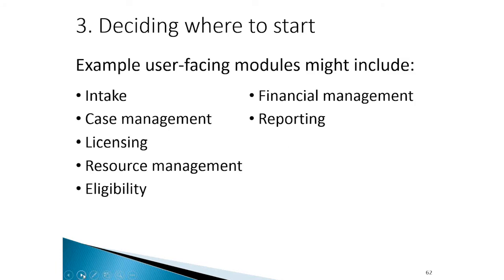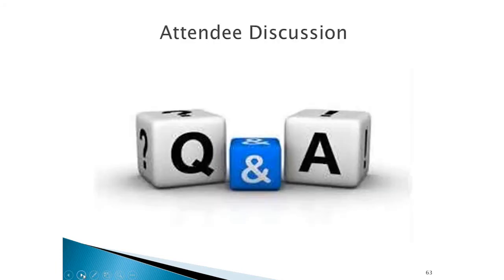And again, based on California, and lastly, here are the example user-facing modules that we found in California. So intake, case management, licensing. California has actually decided to roll licensing in along with resource management. Eligibility, financial management, reporting, and also data exchange. So that wraps up my prepared remarks and my prepared slides. So I think we're able to open it up for discussion now.